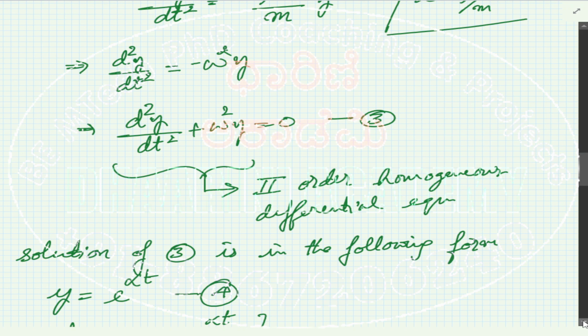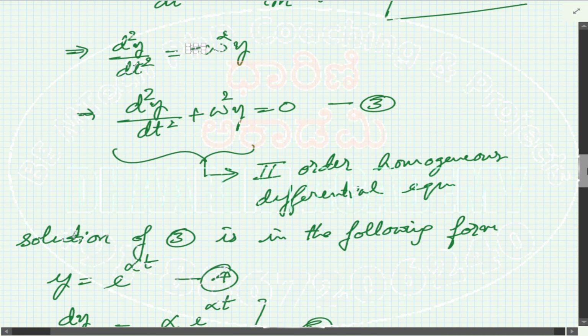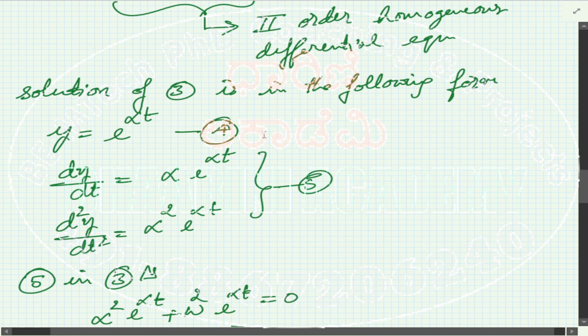In order to solve this, we have multiple options available, out of which one of them is just guessing an expression for this. The solution, we know, is in a specific format. It is always in this format. The format is like this: y will look like e to the power alpha t.